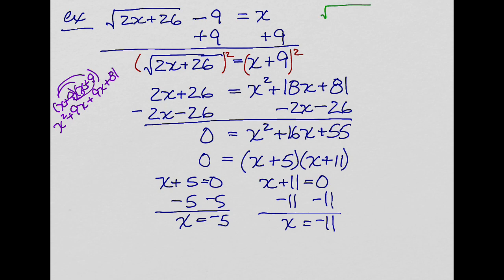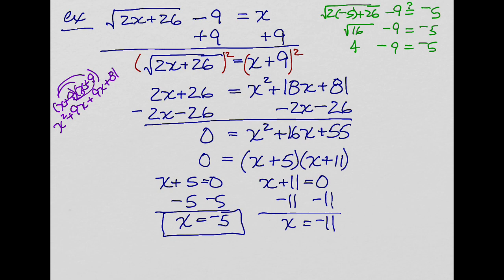Here we go. The square root of 2 times negative 5 plus 26, minus 9, and I want to know, does that equal negative 5? Well, let's see. That's negative 10 plus 26. That's the square root of 16 minus 9. Square root of 16 is 4. 4 minus 9 does in fact equal negative 5. So that one works. It's a keeper. x does equal negative 5. Let's try the other one, see what happens.